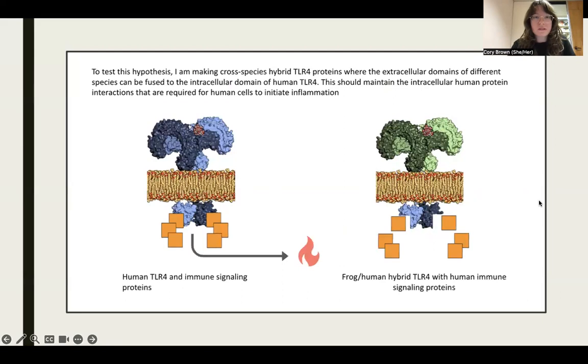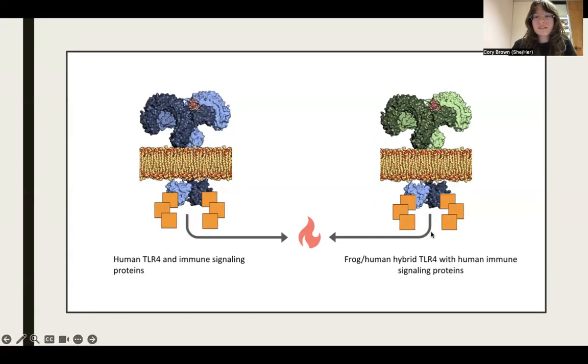So to test this hypothesis, I'm making a cross-species hybrid of TLR4 proteins where the extracellular domains of different species can be fused to the intracellular domains of human TLR4. This should maintain the intracellular human protein interactions that are required for human cells to initiate inflammation. So as you can see, the frog, the green protein, now has this blue inner domain that has the squares and can interact with the human cells' immune signaling process. So as you can see, it can interact with the square ones and create inflammation.